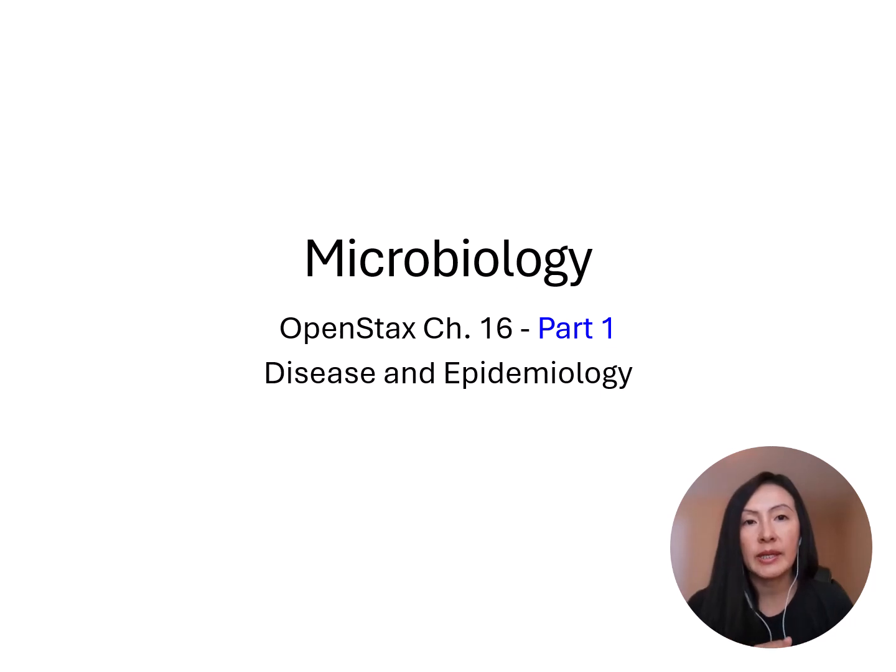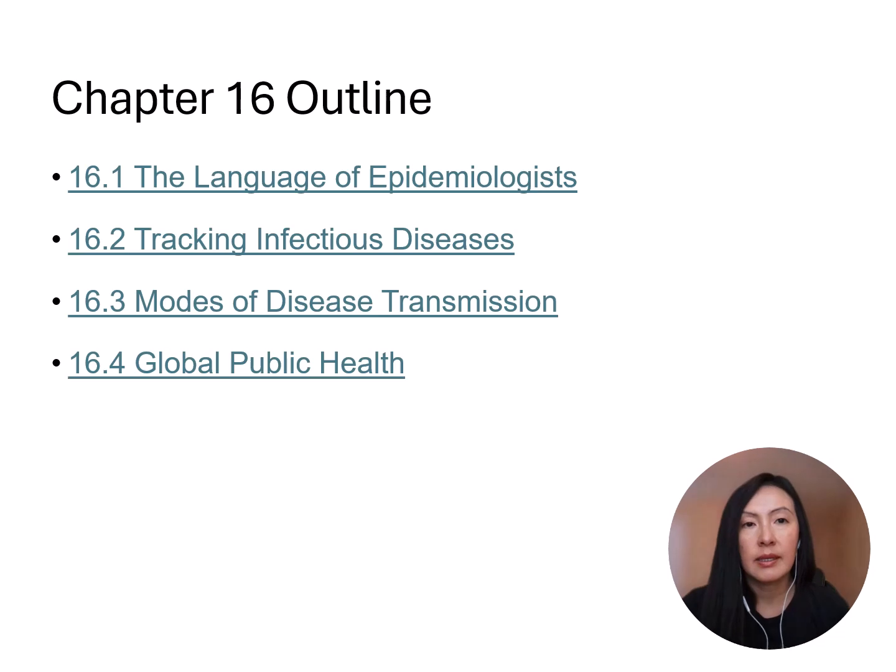Welcome to part 1 of chapter 16 on epidemiology. In this section, we're going to build the foundational vocabulary that epidemiologists use to describe disease in populations. This chapter has 4 sections. Today, we're focusing only on 16.1, the language of epidemiologists. We'll define key terms like incidence, prevalence, morbidity, mortality, and the different patterns of disease occurrence.